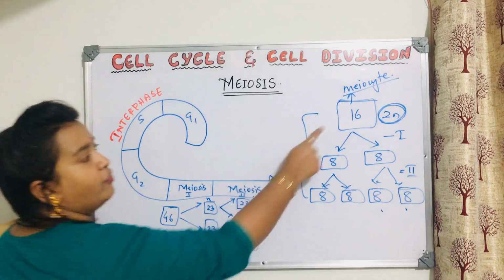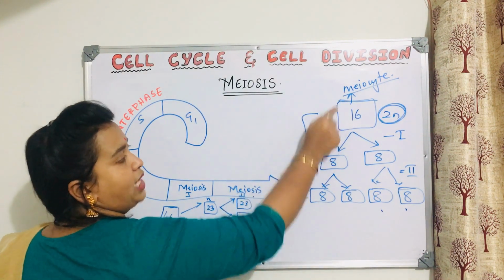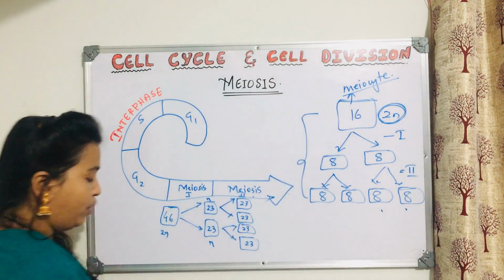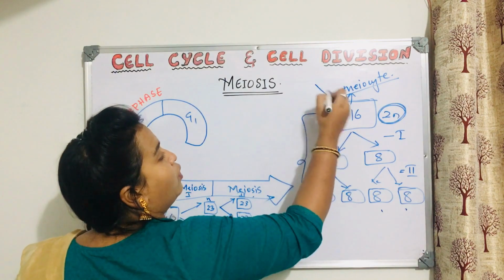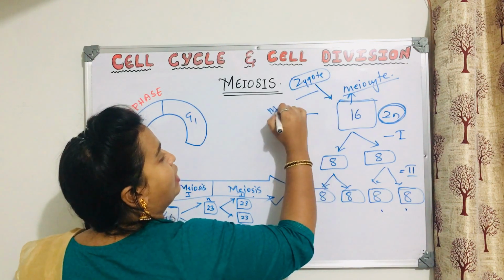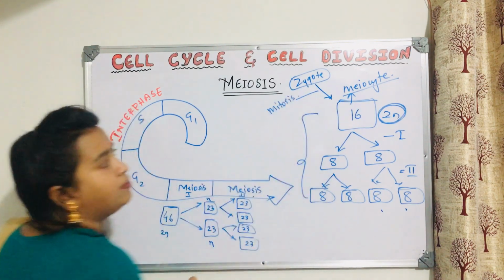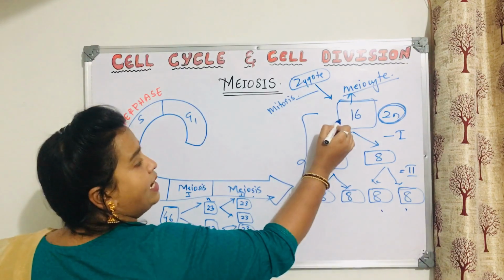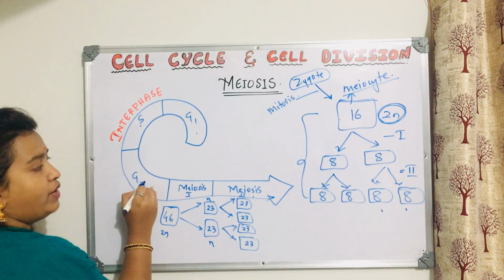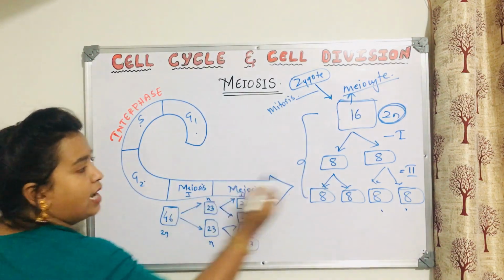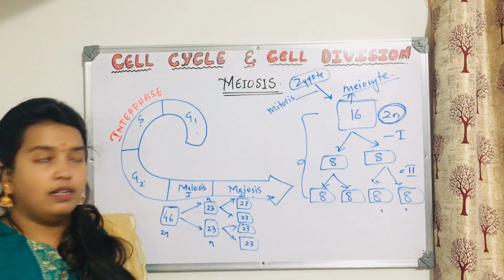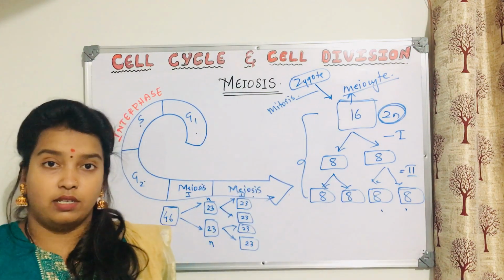For example, if you consider this cell, this is a meiocyte, which is diploid. It has been formed. How is it formed? It is formed by the zygote only, no? That means it is formed by the process of mitosis. You know that very well. And this cell now will undergo G1 phase, S phase, G2 phase, and then meiosis 1 and then meiosis 2.